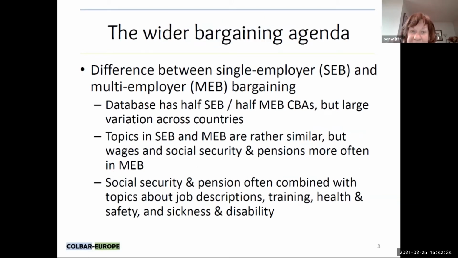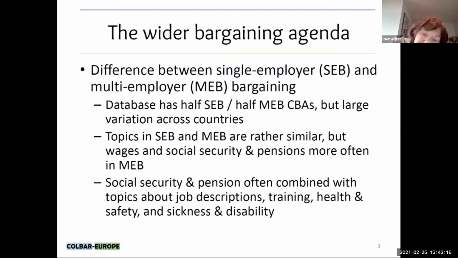The wider bargaining agenda. We looked at the difference between single employer and multi-employer bargaining. In our database of 600 collective agreements, half of them are single employer and half of them are multi-employer bargaining, but there's large variation across countries. The presence of multi-employer bargaining agreements varies a lot across countries. There are countries that are predominantly single employer, and other countries that have predominantly multi-employer agreements. Not surprisingly, that's what we know from other sources as well.